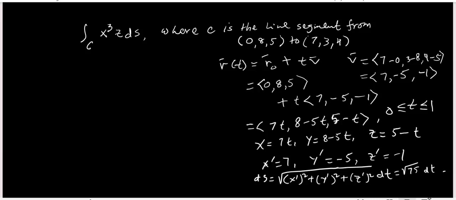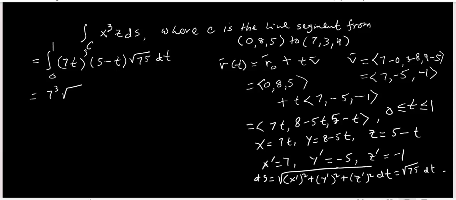Okay, so we are now going to find the integral of this. The limit goes from 0 to 1. x is 7t, so you can put the exponent here, and z is 5 minus t, and ds is giving me the square root of 75 dt. All right, let me take all the constants outside. So I will have 7 to the 3 times the square root of 75. Then I have the limit 0 to 1, t to the 3 I will distribute inside, so I get 5t to the 3 minus t to the 4, and then the integral.